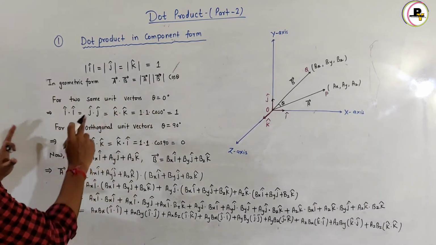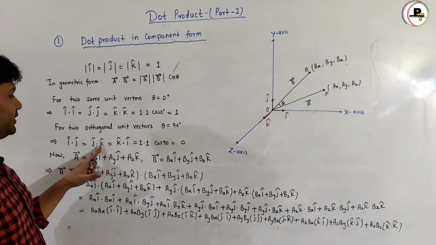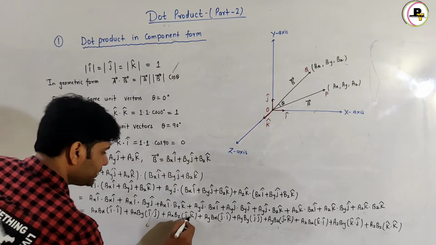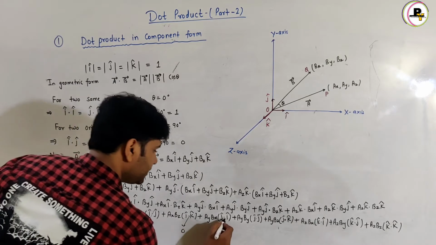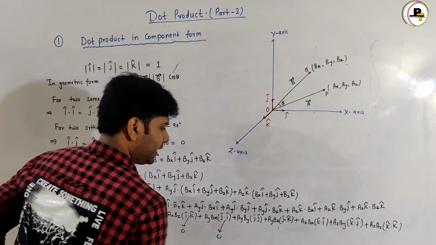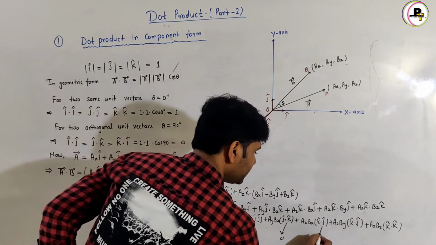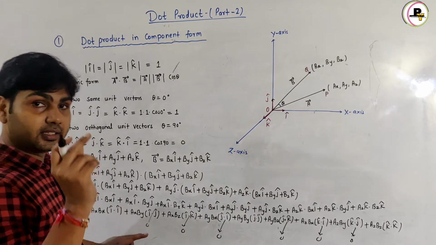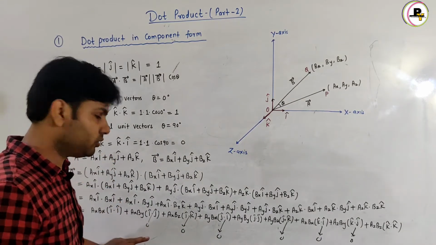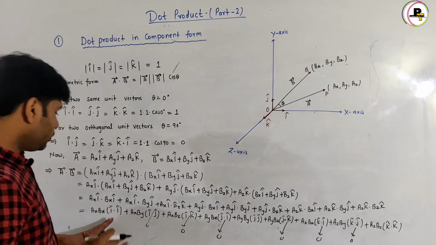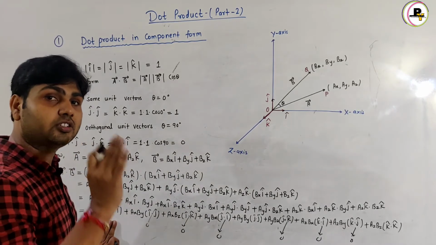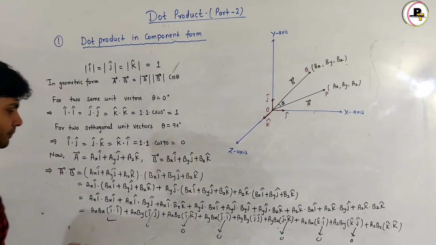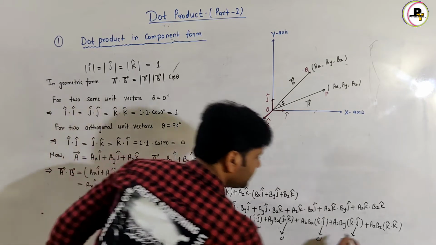Now as we know, the dot product of orthogonal vectors is always equal to 0, so this term will be 0, this term will also be 0, this term will also be 0, and this term will be 0, this term will be 0, and this term will be 0. The terms containing the dot product of orthogonal vectors will be 0. Only the term containing the dot product of the same type of unit vectors will not be 0. So what I get, this term is remaining, and this term is remaining, and this term is remaining.